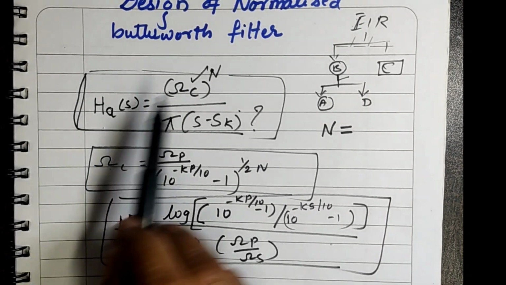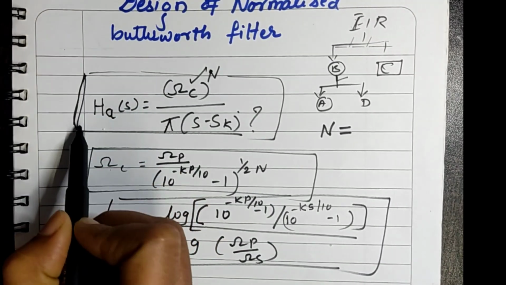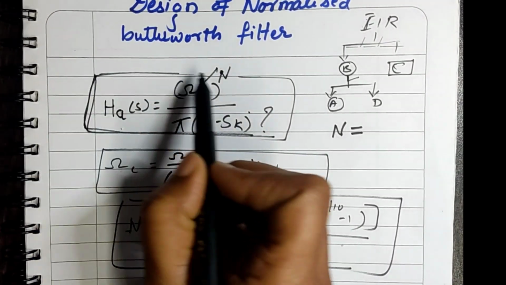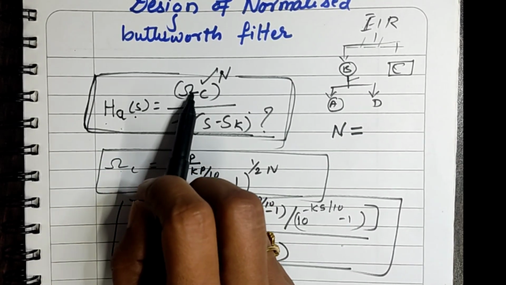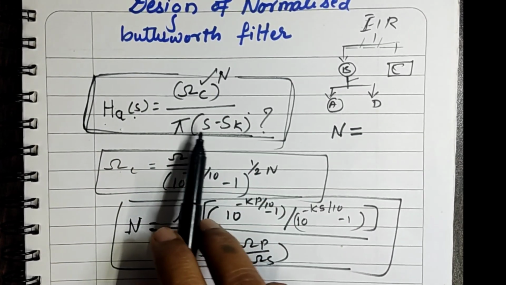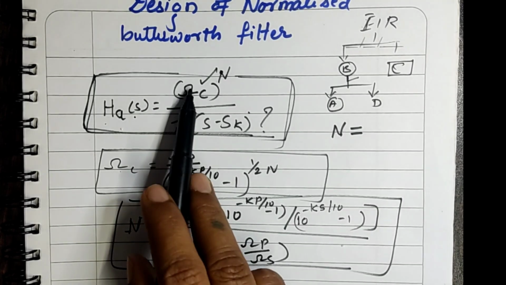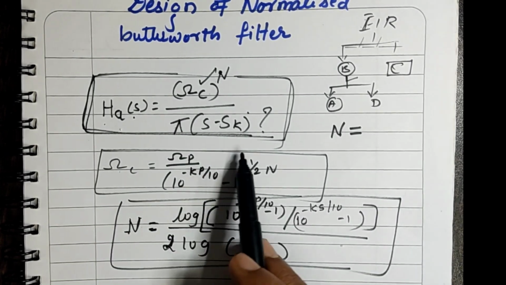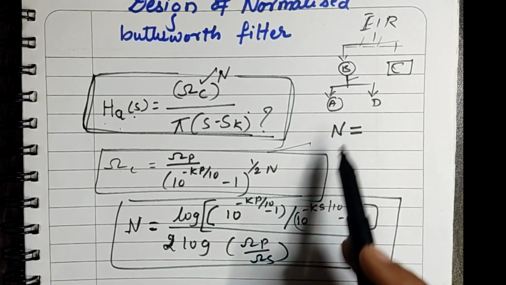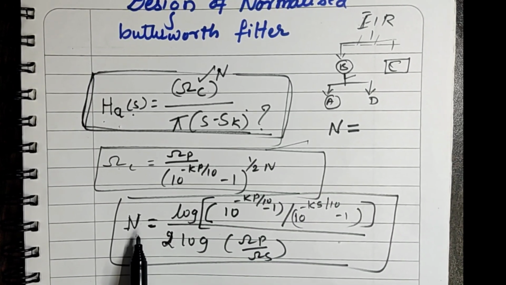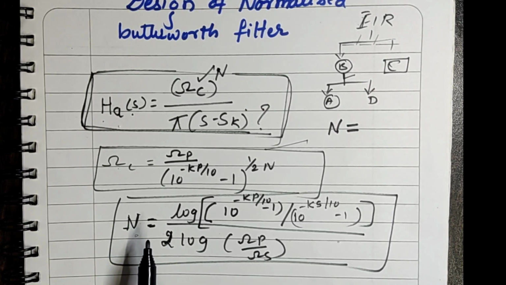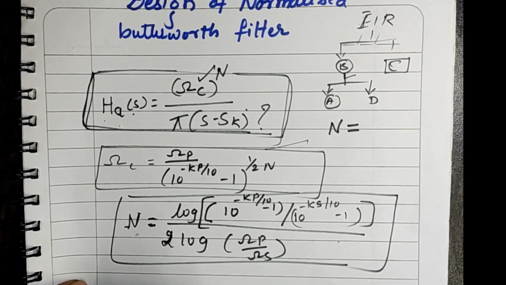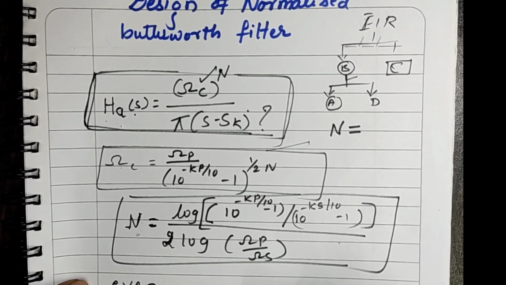Now ultimately we have to express the design in the form of HA(s), the analog filter. So HA(s) is equal to Ωc raised to n divided by the product of (s minus sk). In that, Ωc can be calculated using this formula, and the order n of this filter can be calculated using this one. Once you calculate this order, it may be even or it may be odd.